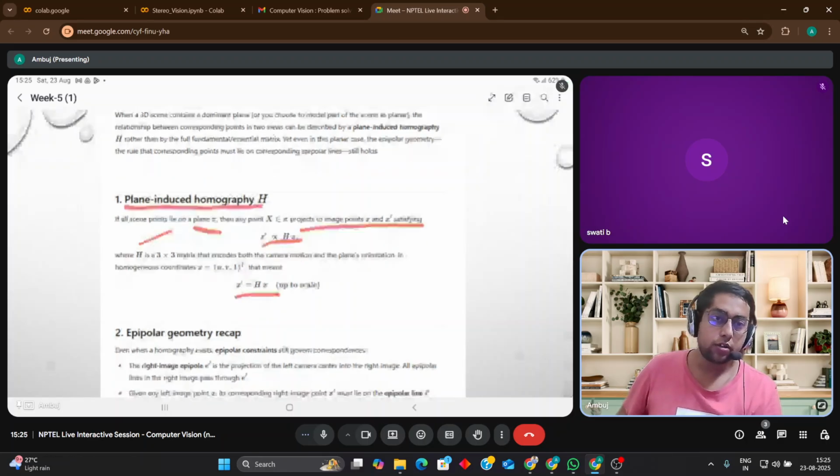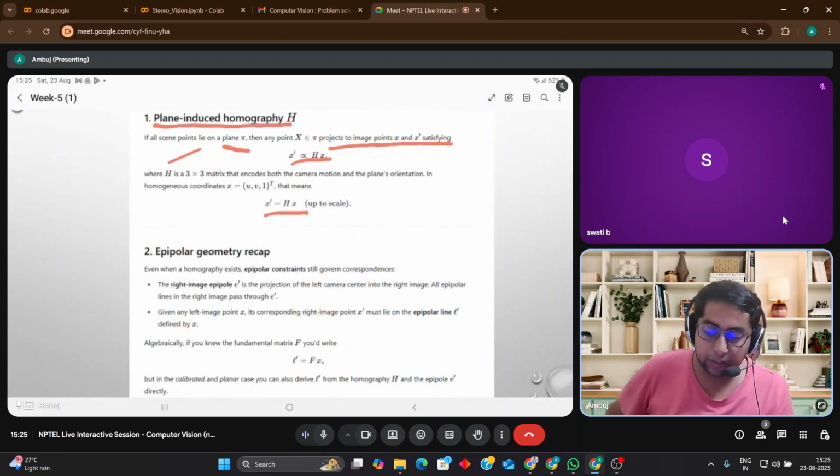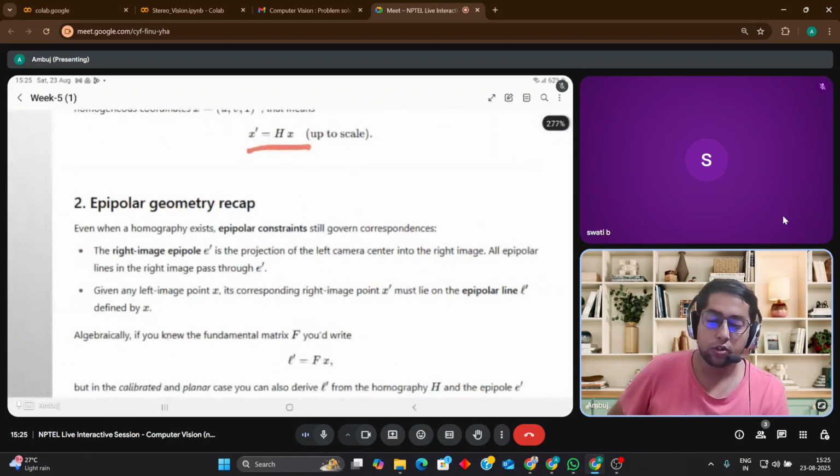Now, in short, if I try to recall what my epipolar geometry was: even when a homography exists, these epipolar constraints will still hold. The right image epipole E dash is the projection of the left camera center into the right image. Given any left image point x, its corresponding right image point x dash must lie on the epipolar line L dash, which is defined by x.